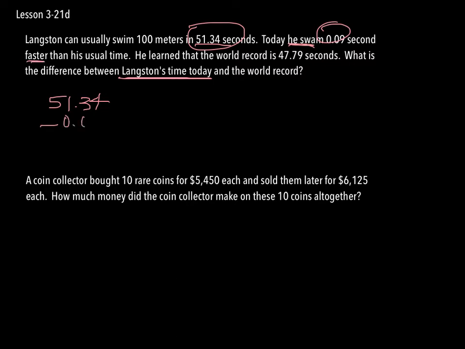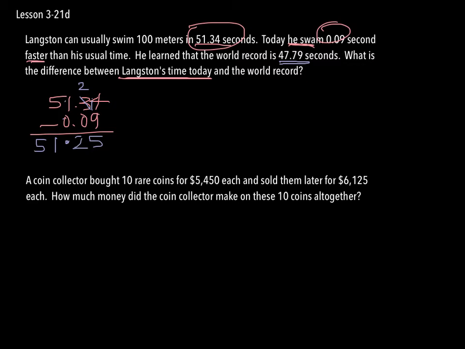So 0.09. Now we're going to subtract, and why don't we switch colors for subtraction, because we can. 4 less 9 we can't do, so go to our neighbor. 3 becomes 2. 4 becomes 14. 14 less 9 we can do. It's going to be 5. 2 less 0 is 2. Bring down my decimal point right away so I don't forget. 1 less 0 is 1. 5 less 0 is 5. So our new time is 51.25 seconds.